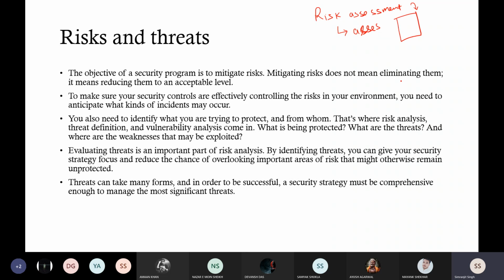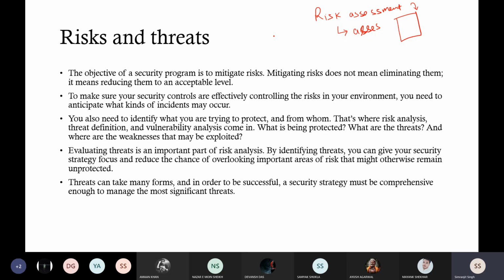Another thing is that you have to identify what you are trying to protect and from whom. These are the main steps to keep in mind whenever you are assessing risk. You also have to evaluate the threats that can be converted into a risk. Evaluating threats is an important part of risk analysis. Suppose a virus comes into your system and the antivirus is not able to detect it. That particular threat is now converted into a risk to your system. You also have to assess that if a user is unknowingly allowing any malicious software to enter the system, then what are the steps there?